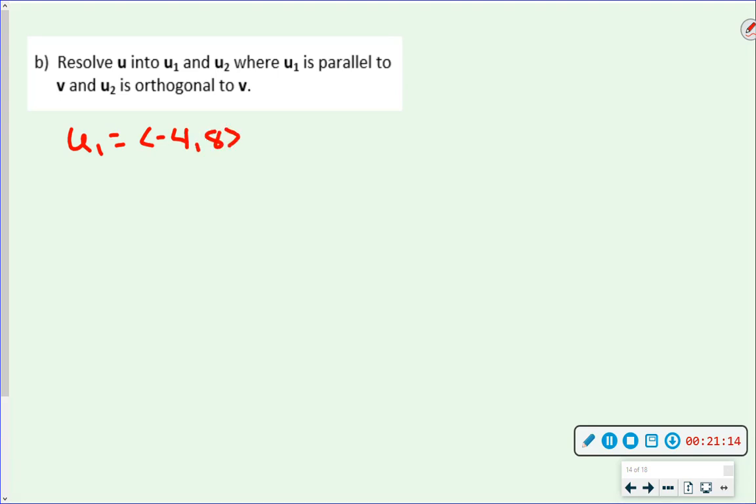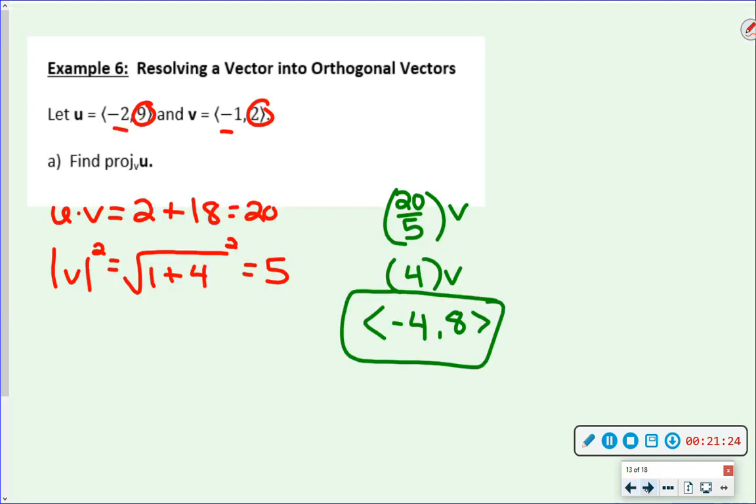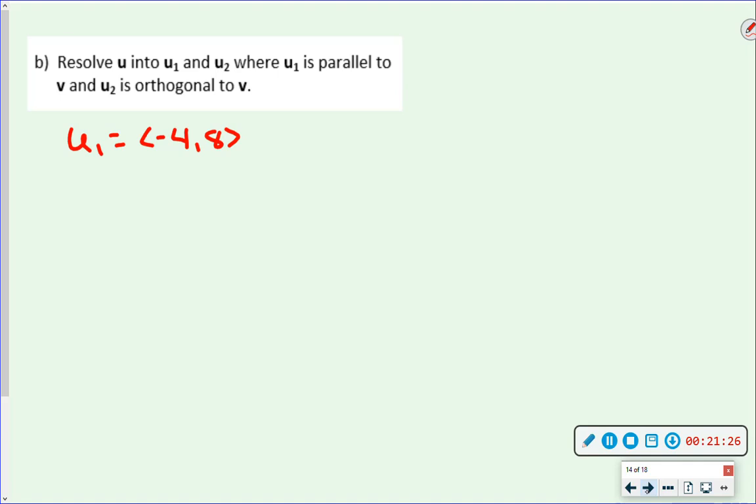Now, if you look back at your formula, u2, we need that. So u2 is u minus our projection. So u2, let me get to it here. u2 is our u vector minus this guy. Okay, well you've got the u vector, and you can see, so I'm not clicking it back and forth. Remember, u is negative 2, 9. So I'm just putting that in for you.